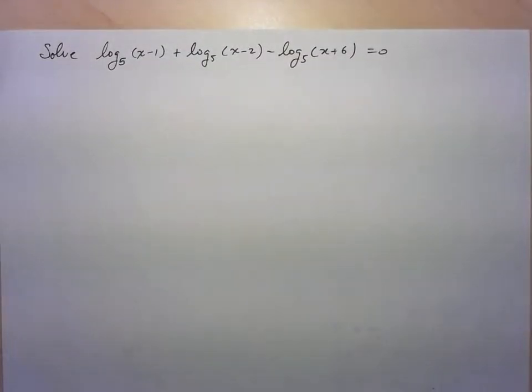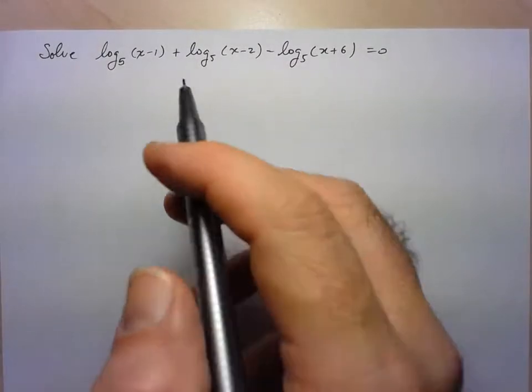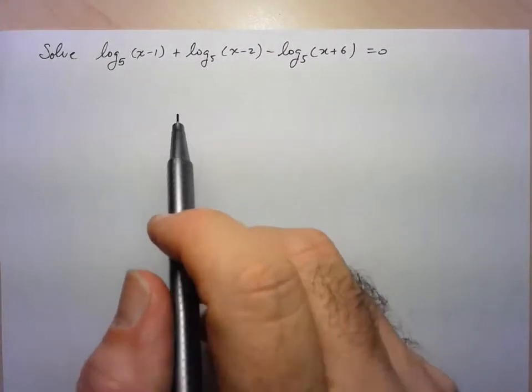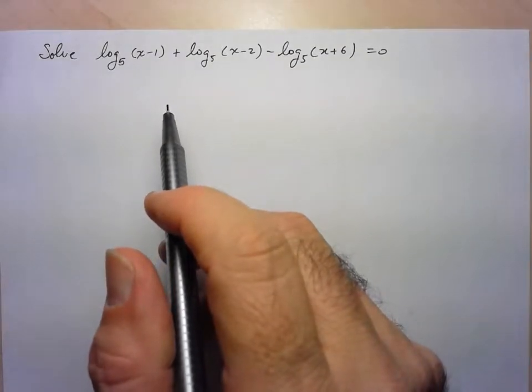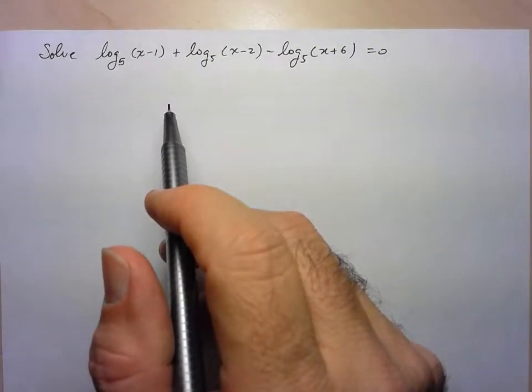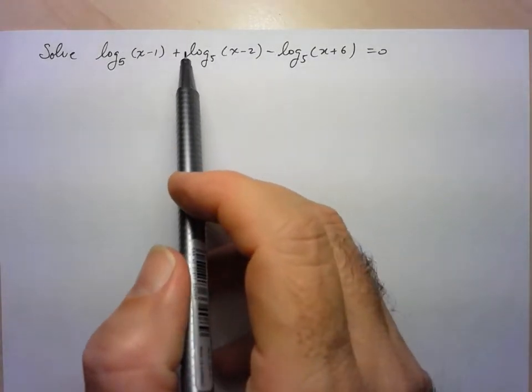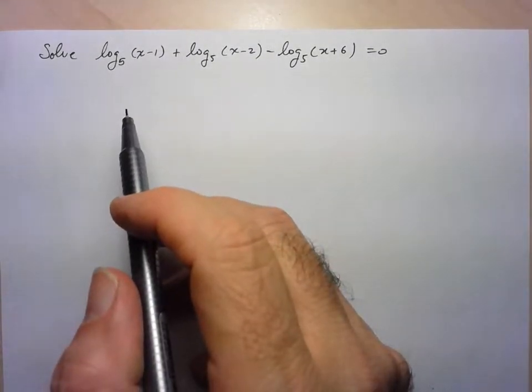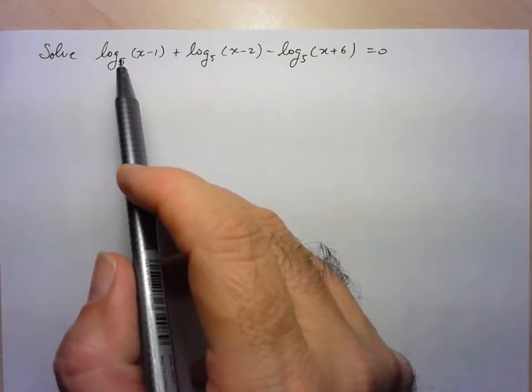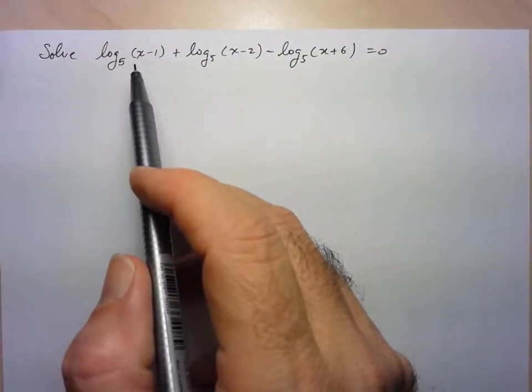Hi folks, we're going to take a look at this problem here where they're asking us to solve this logarithmic equation. So here we've got three different logarithmic expressions, so the goal is to try to bring them all into one expression. Now here I notice that there's no coefficients in front of any of these logarithmic expressions, so I can go ahead and use my first and second law of logarithms.